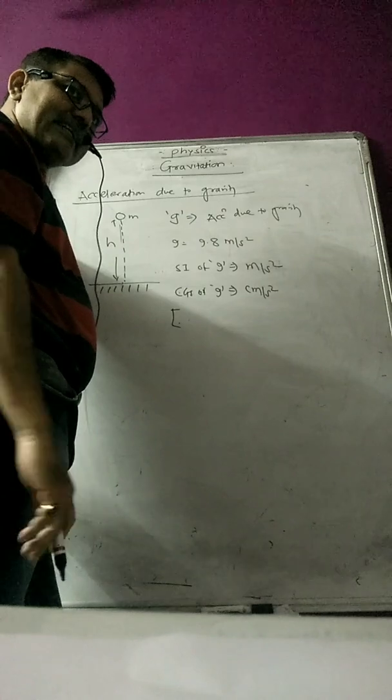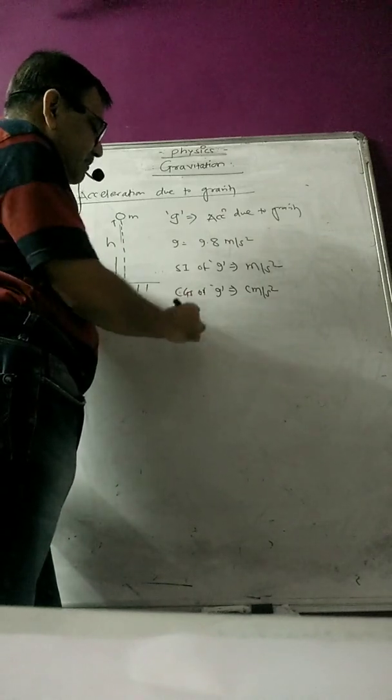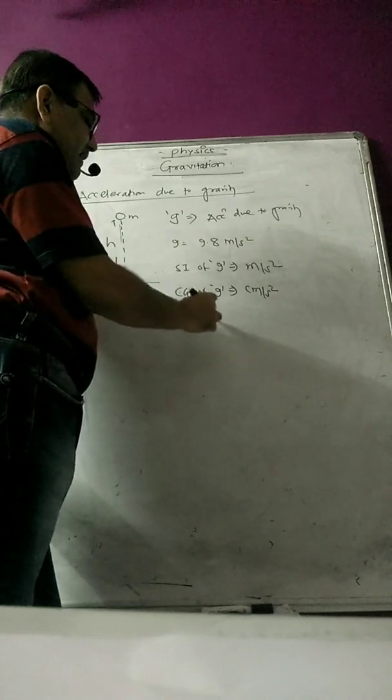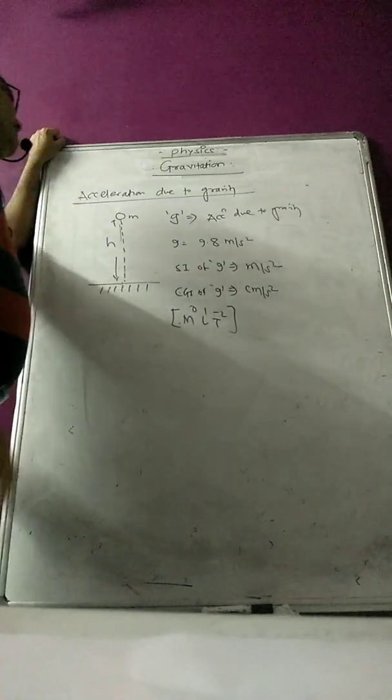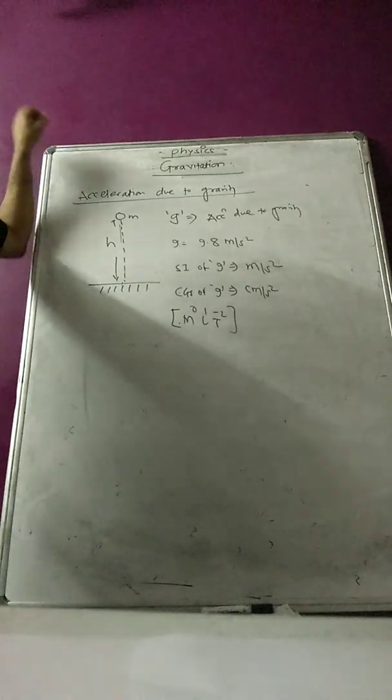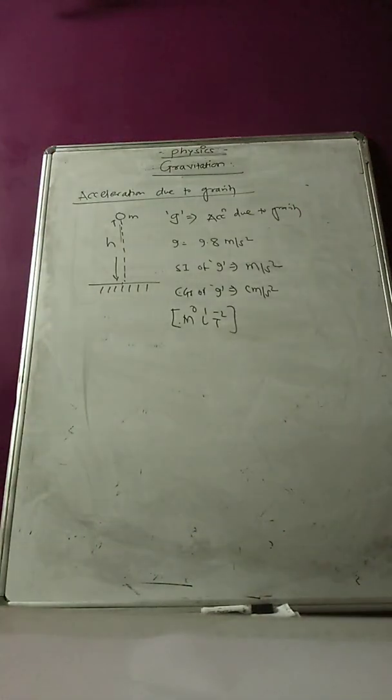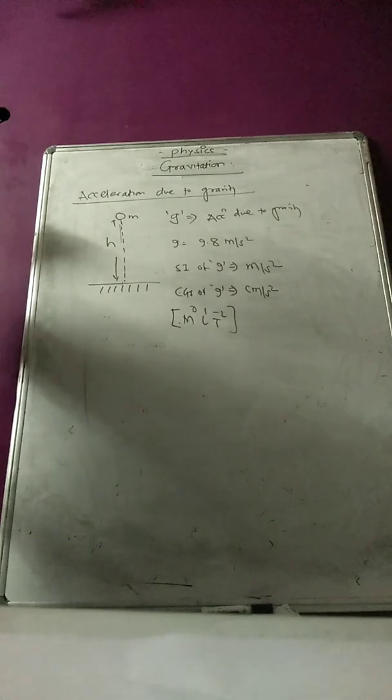As this is the acceleration only, therefore the dimensions will be M^0 L^1 T^-2. So these are the dimensions of acceleration due to gravity. Once you have the idea of what acceleration due to gravity is, now how can we calculate that acceleration due to gravity?